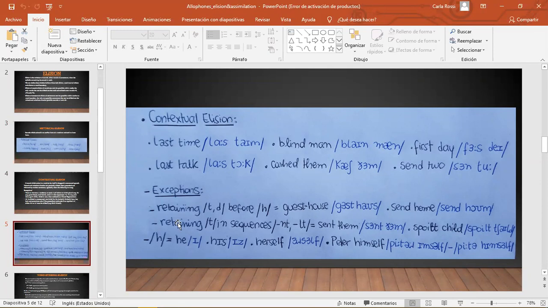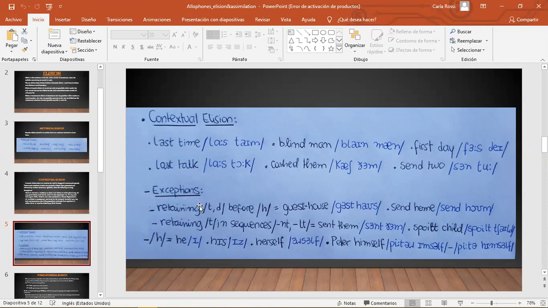And the exceptions are of two kinds, yes? Either we retain the sounds that the rule says we should elide, or we elide another consonant which is not part of the rule. That's why it's an exception. Two kinds of exceptions: one, retaining what should be elided, and the other, retaining a different sound than the rule says. The rule says voiceless and voiced alveolar plosive, which are these two sounds. And the exception is that we can elide this one, which is the glottal stop.